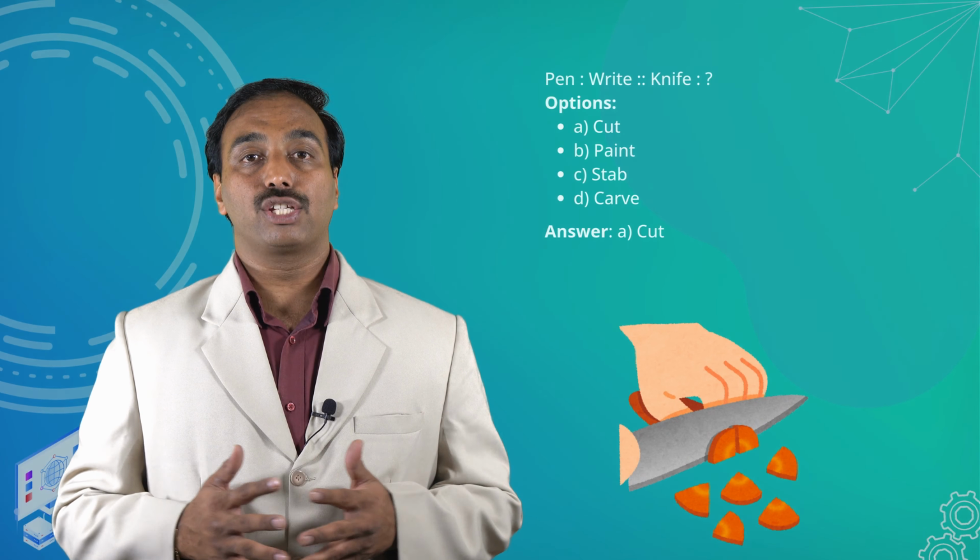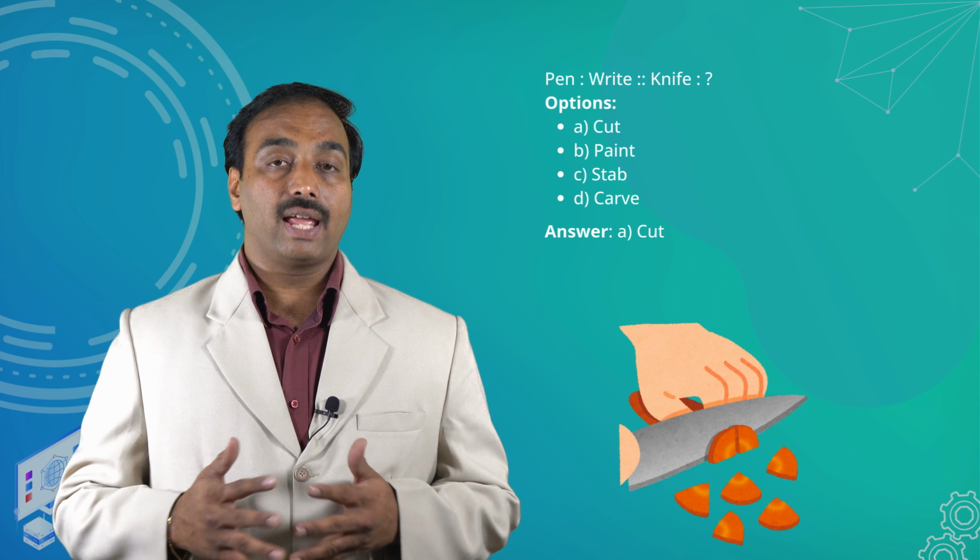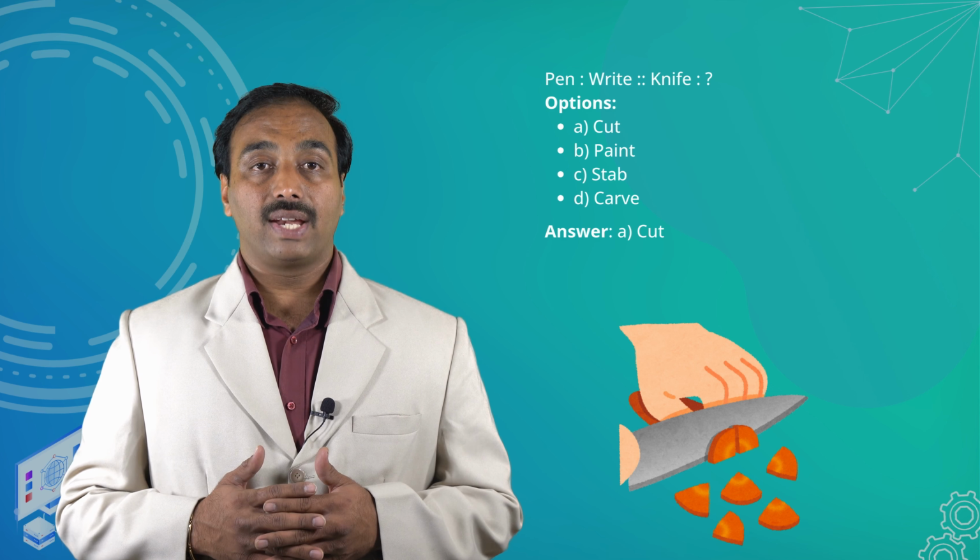Third question: pen is to write, whereas knife is to, is it cut, paint, stab or carve? The correct answer is cut, because a pen is used to write and a knife is used to cut. Both pairs relate an object to its primary function, not how it is being misused.